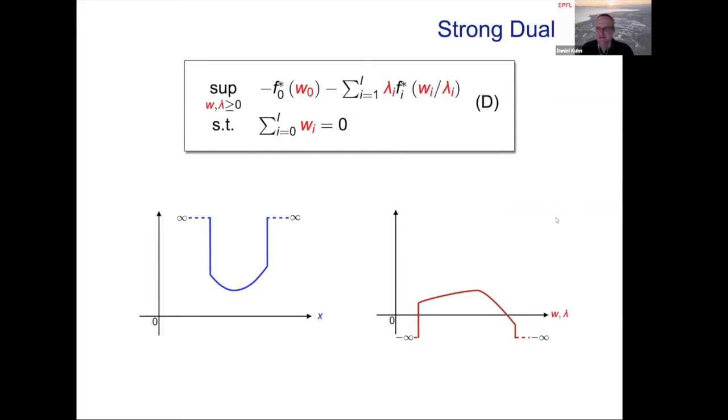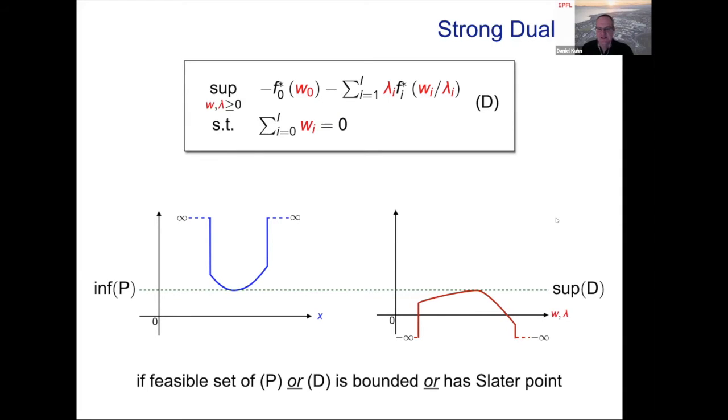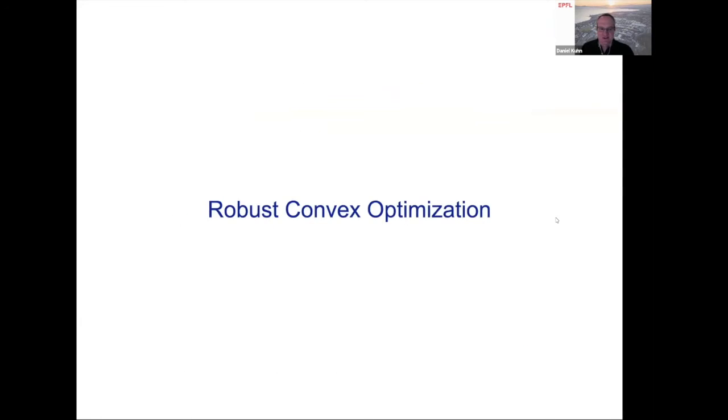So actually we can prove that the infimum of the primal problem visualized on the left is always larger or equal to the supremum of the dual problem, which is visualized on the right. And this is of course weak duality. We can further prove that the infimum of the primal equals the supremum of the dual if either the primal or the dual problem has a bounded feasible set, or if either the primal or the dual problem admits a Slater point. So this is strong duality. Okay. So having reviewed the duality theory of deterministic convex optimization, we are now ready to address optimization problems affected by uncertainty.